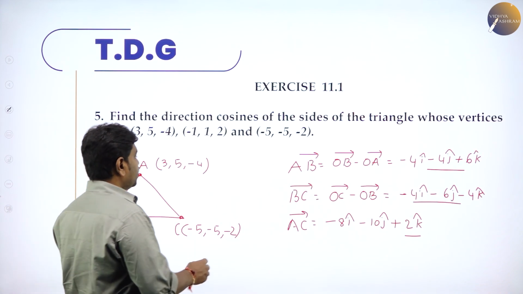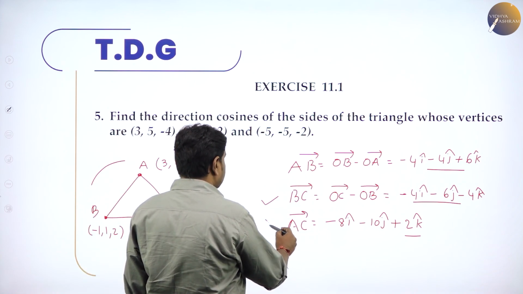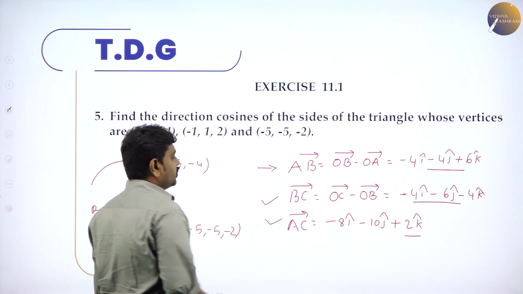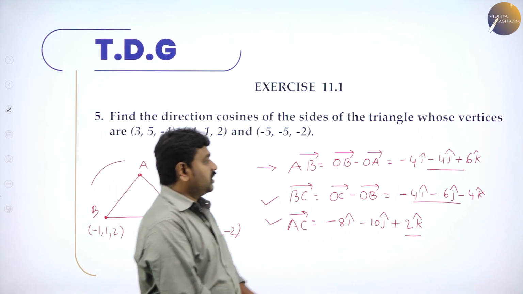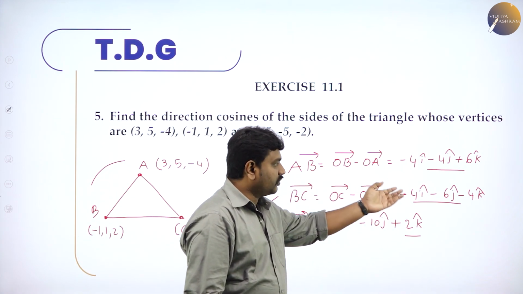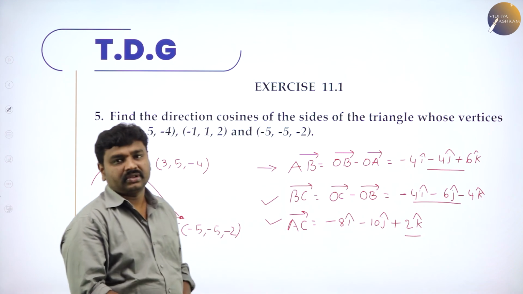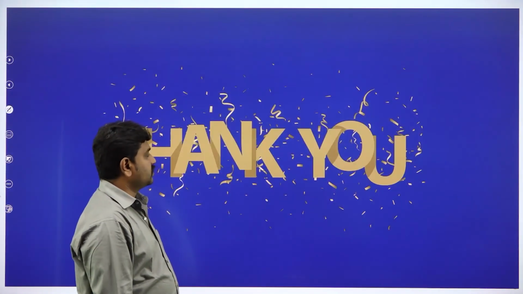Same way you can find direction cosines for BC and AC. Now I have done for what? AB. Now it's your task to do this. Find magnitude. Here magnitude will be the same. I hope all of you understood this.